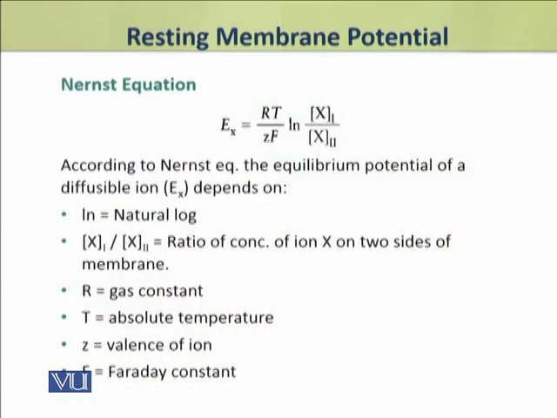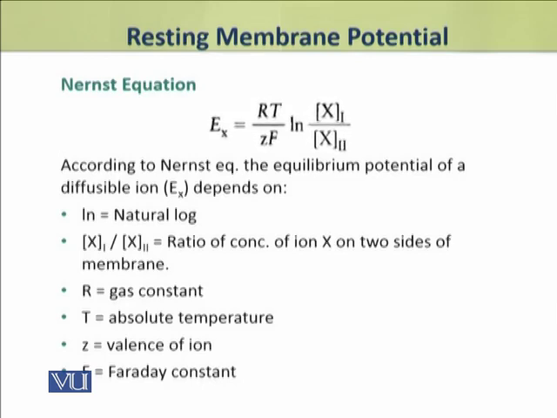First, we shall discuss the Nernst equation, which is used to calculate the effect of single ion on the equilibrium potential of the membrane. According to Nernst equation, the equilibrium potential of a diffusible ion, X, depends on the natural log of the ratio of concentration of ion X on two sides of the membrane, that is, inside and outside the membrane.